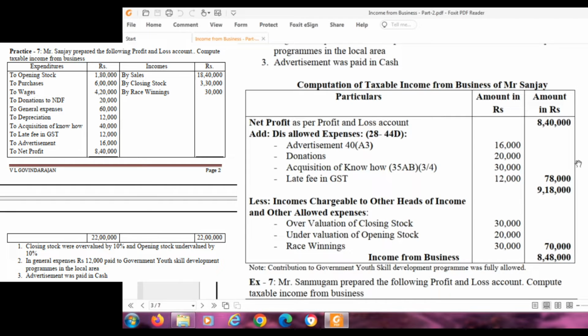Next, late fee in GST. GST is business nature, but any penalty, interest or late fee is disallowed. Late fee in GST, 12,000. Next, advertisement, business nature. So all the debit side is over. Now shall we go for the credit side? By sales, 18,40,000, business nature. By closing stock, business nature. Race winnings, that is taxable income from other sources, not related to the business. So that should be deducted, race winnings. So the balance 8,48,000 will be the taxable income from business.